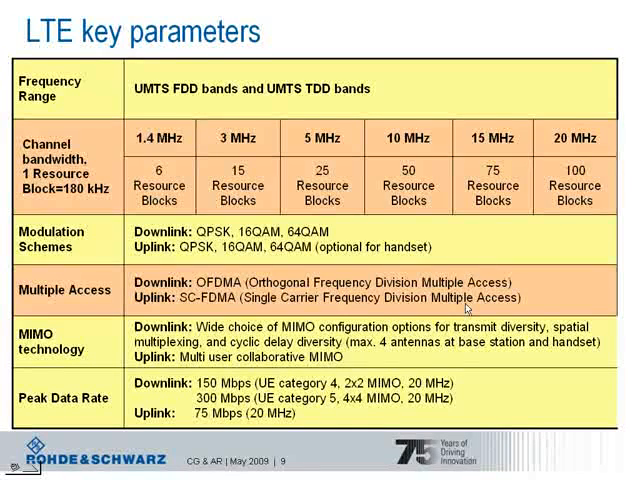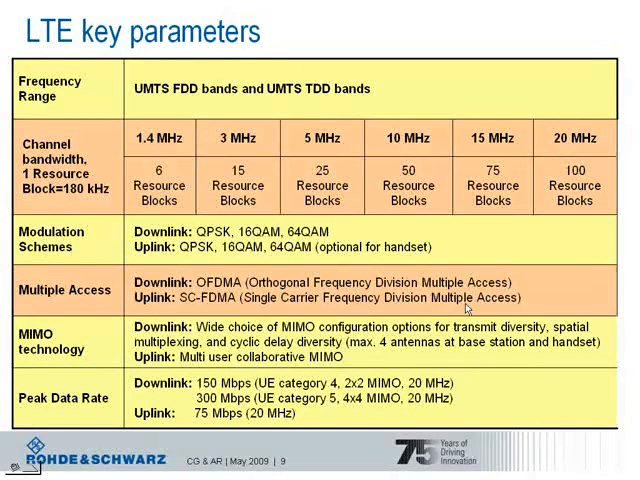1.4 MHz is represented by 6 resource blocks, and so on up to the 20 MHz being represented by 100 resource blocks. Modulation schemes that are available for LTE are QPSK, 16 QAM and 64 QAM, where in the uplink the 64 QAM is optional for the handset to support. Multiple access schemes for LTE are OFDMA in the downlink, orthogonal frequency division multiple access, and single carrier FDMA in the uplink.